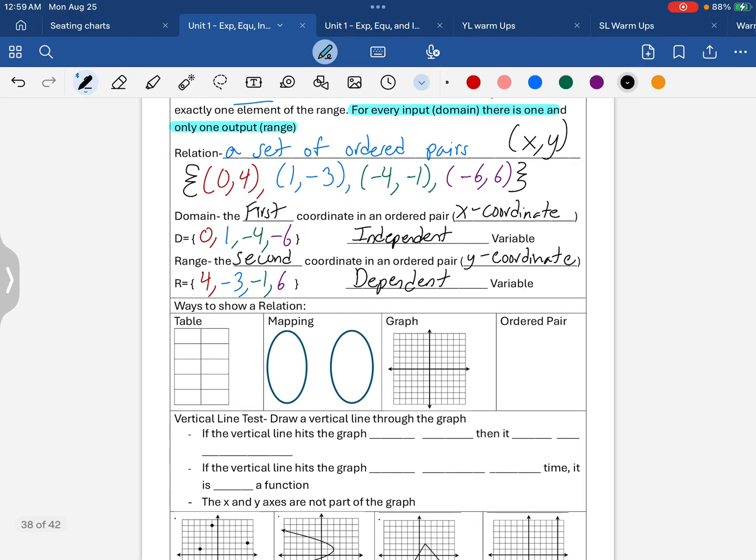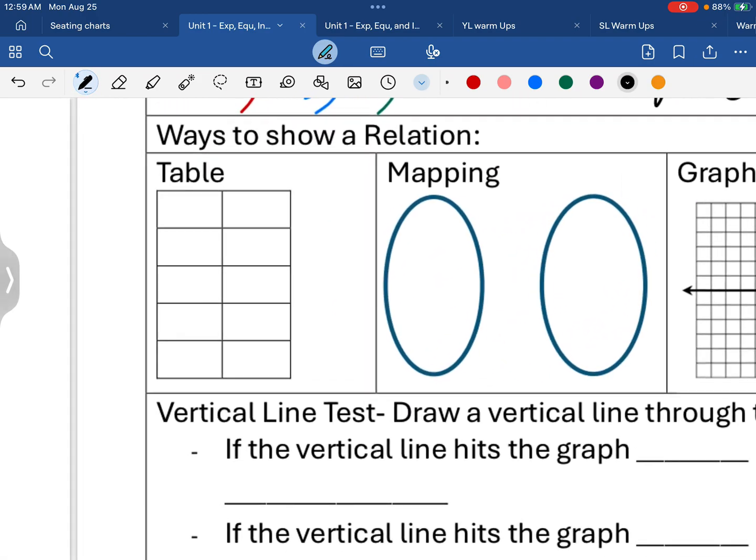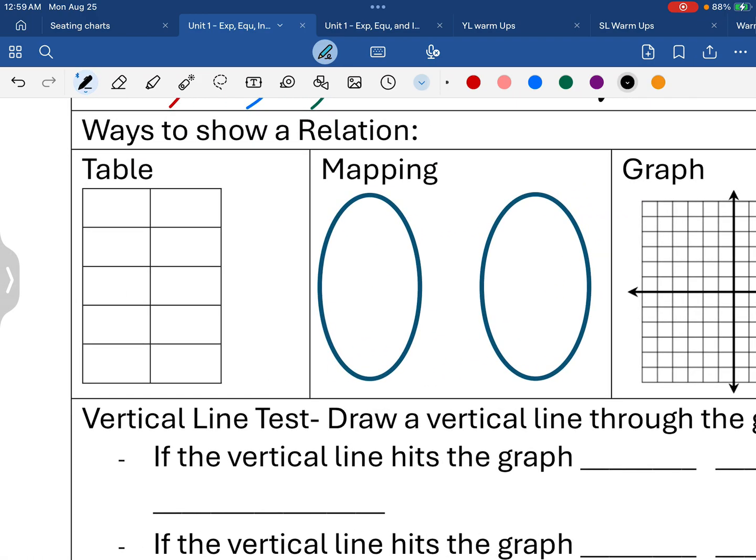So that's the basic talking about a function with a relation. Now there's 4 main ways to show a function. First one is a table. With your table, you're always going to have an x, you're always going to have a y. And with the table, you are basically just rewriting your ordered pairs, but instead of with parentheses, you're just writing them in a table. So it's pretty straightforward. So we had 0, 4, 1 and -3, -4, -1, -6, and 6.